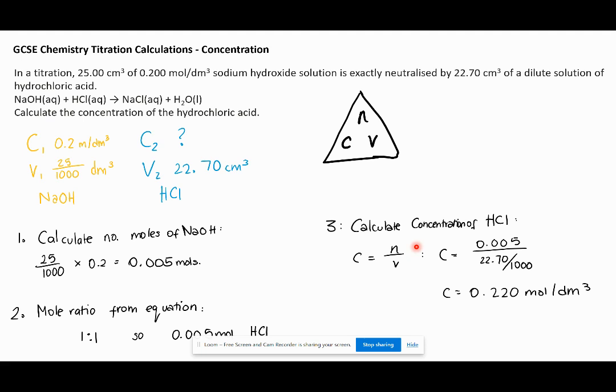So using this, we can then calculate the concentration of our hydrochloric acid. The concentration is equal to the number of moles divided by the volume. So the number of moles was 0.005, and the volume, again, making sure it's in decimeters cubed, is 22.70 over 1,000. And if we work that out, we get 0.220 moles per decimeter cubed, and that's the final answer.